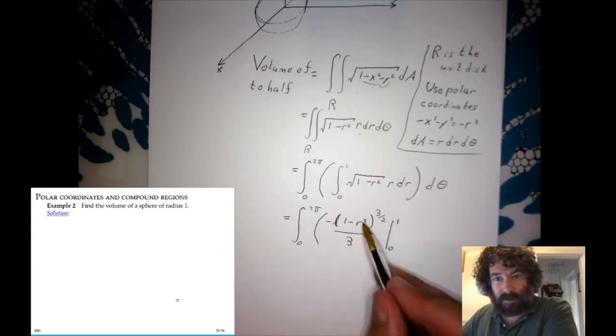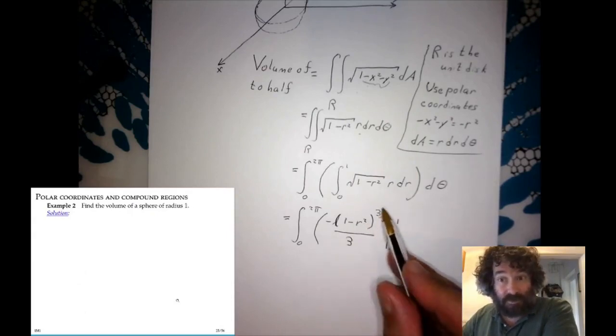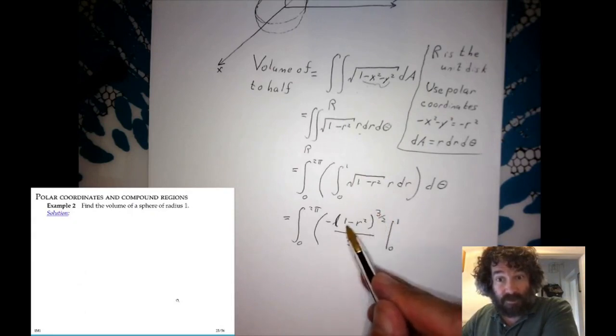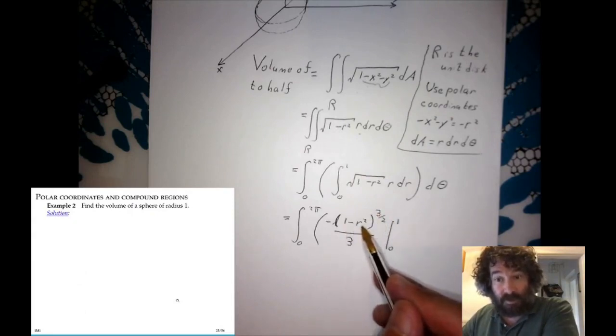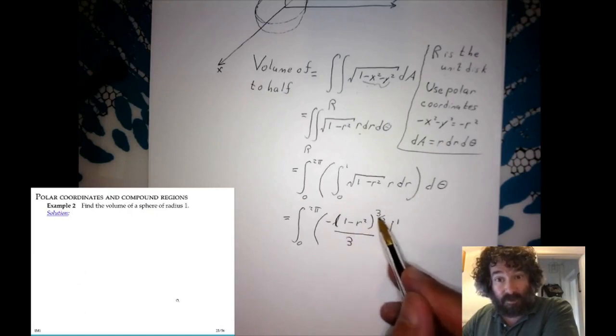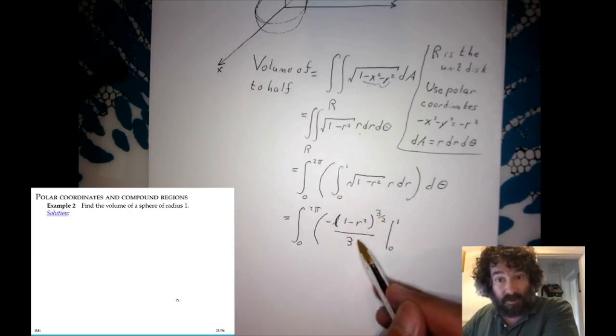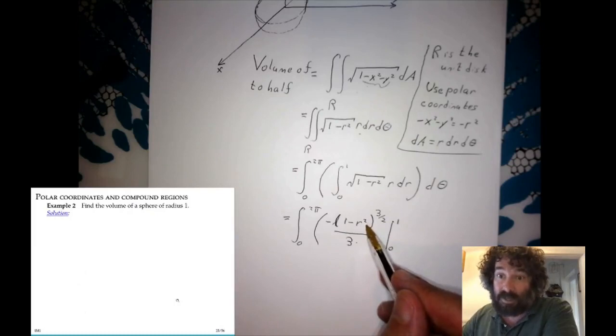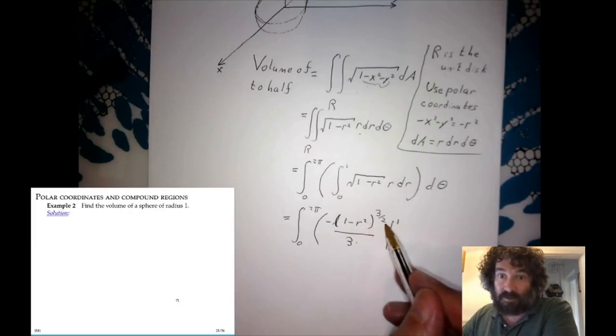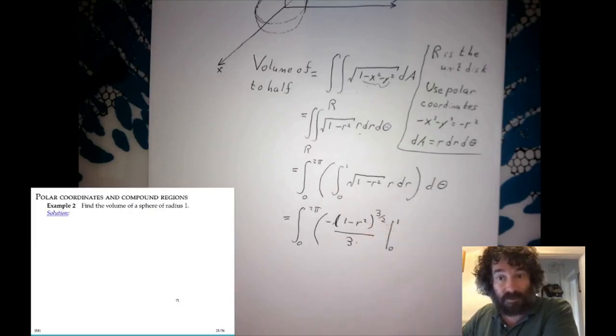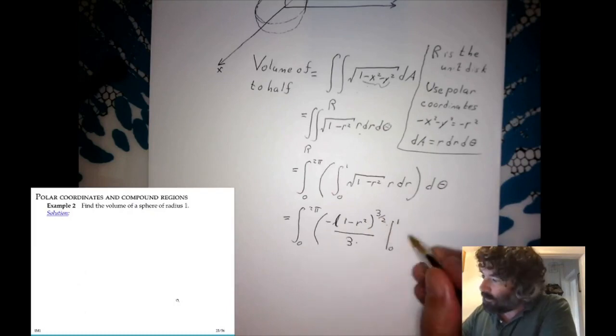If you don't believe me, you can check by taking the derivative. When you take the derivative of this, you have to use the chain rule. So you get 3/2 times 1 minus r squared to the 1/2 times negative 2r. The 3 here cancels with the 3 here, and then the 2 coming from differentiating r squared cancels with the 1/2 coming from the 3/2 in the exponent.